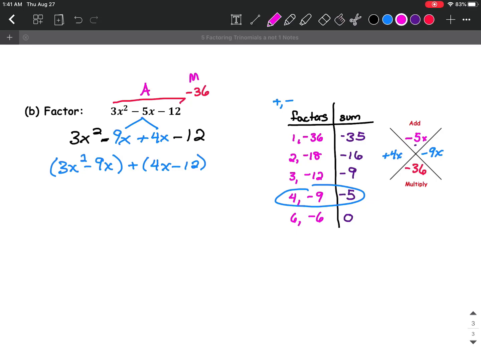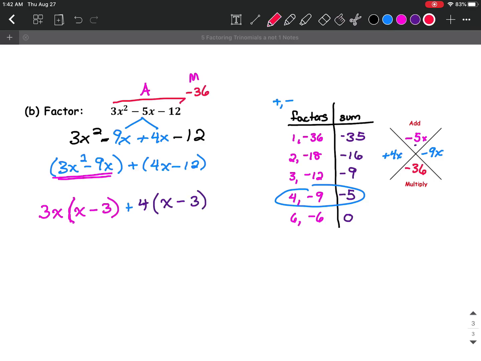Okay, so let's take a look. 3x squared minus 9x, they have a 3 in common and an x. 3x squared divided by 3x is going to give us x. Minus 9x divided by 3x is 3. Now, what do 4x and negative 12 have in common? Oh, 4 goes into 4 and 12, and there's no variable in common. So 4x divided by 4 is x, minus 12 divided by 4 is 3.